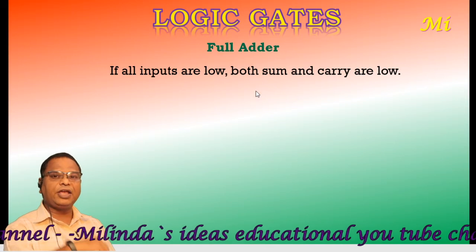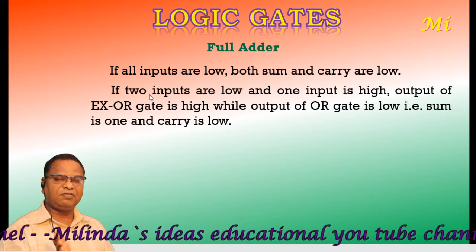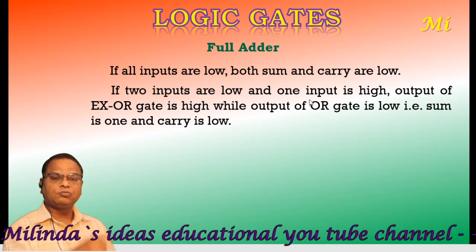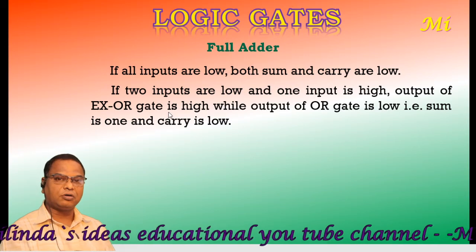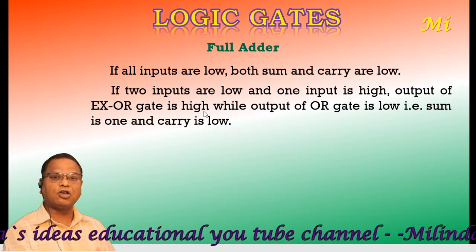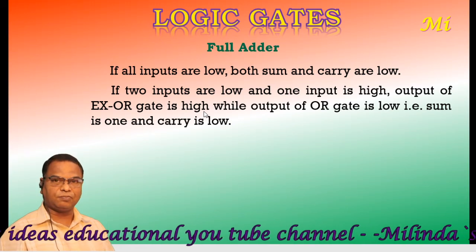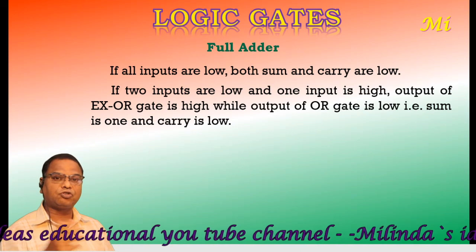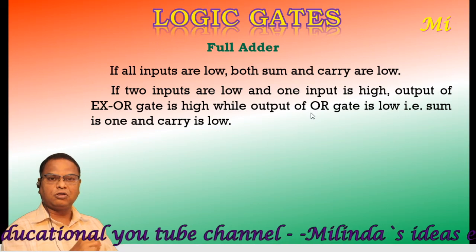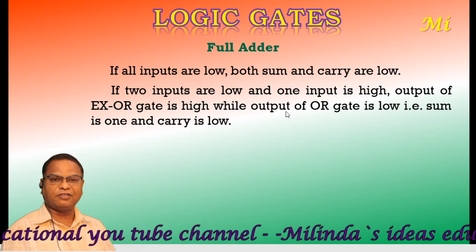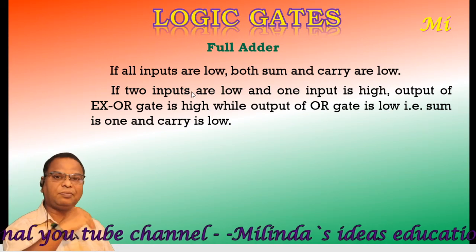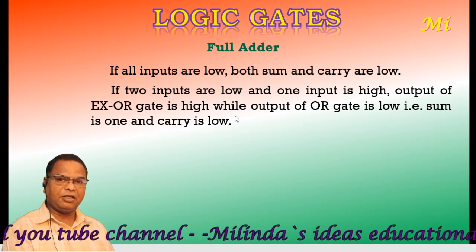Next, when one of the inputs is high, when A is 0, B is 0 and C is 1. When one input is high, what happens? The output of the XOR gate becomes 1. Why? What was the definition of XOR we stated? It is a gate which gives high output when the inputs are complements of each other. With input 0 0 1, an odd number of 1s has come, so the output is high. So for 0 0 1 the output of the XOR gate becomes 1. That means sum is 1. What about the carry?